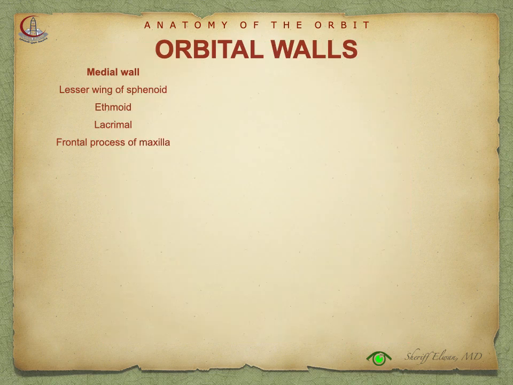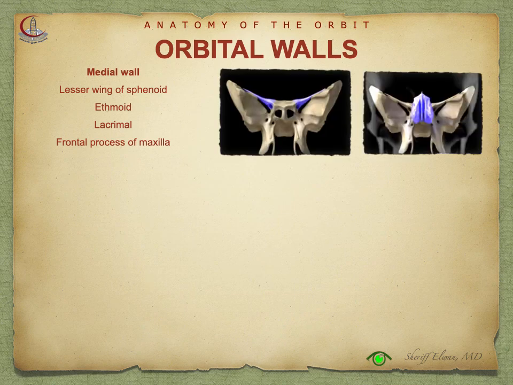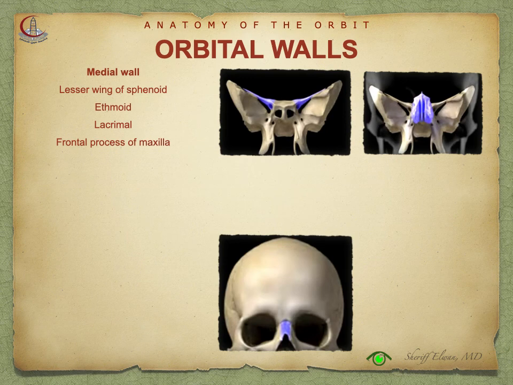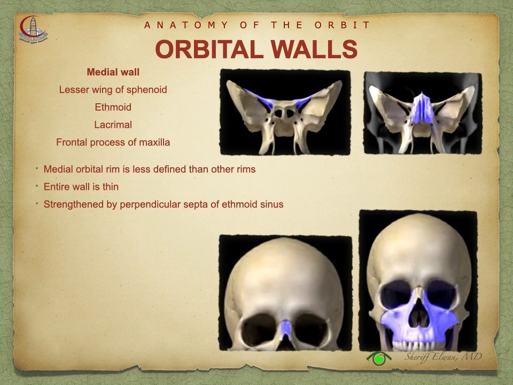The medial wall of the orbit is formed of the lesser wing of the sphenoid bone, the ethmoid, the lacrimal, and the frontal process of the maxilla. The medial orbital rim is less defined than the other rims, and the entire wall here is thin and is called the lamina papyracea. It's strengthened by perpendicular septa of the ethmoid sinus, and it separates the ethmoid sinuses and nose from the orbit.